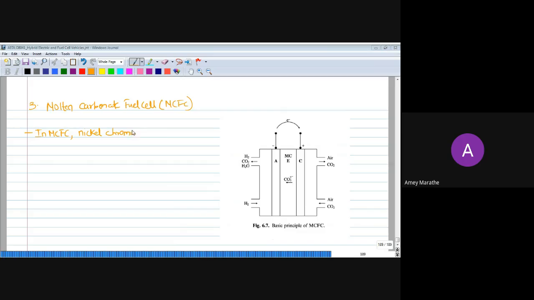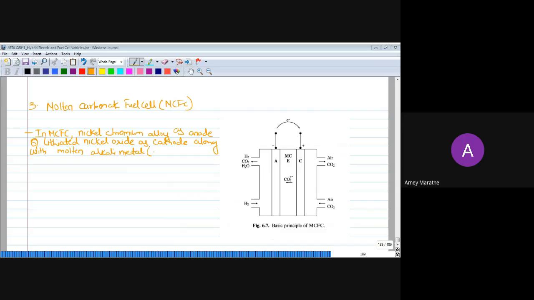chromium alloy as the anode material, and lithiated nickel oxide as the cathode material, along with molten alkali metal.